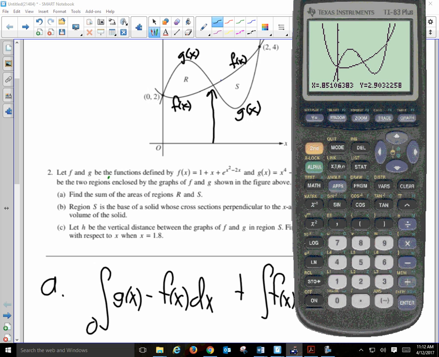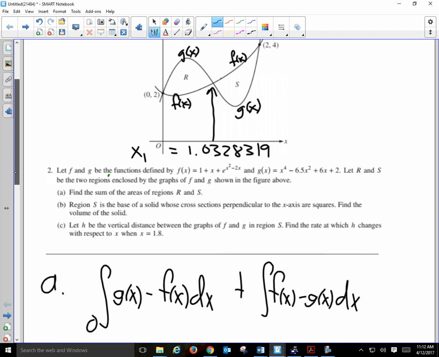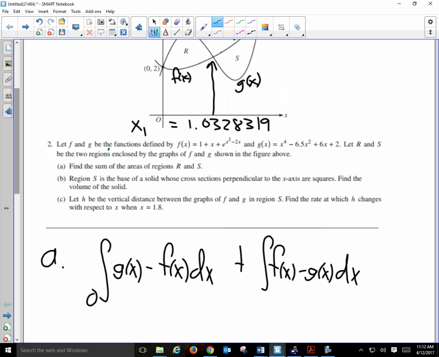Second, calculate, intersect. First curve, whatever, as long as I get close to the intersection point, it'll do its work. I'm going to write this out, 1.0328319. Now I'm going to call that x sub 1. That way I don't have to rewrite it all the time. So as long as I make that note, then I can just write x sub 1 here and x sub 1 down there.